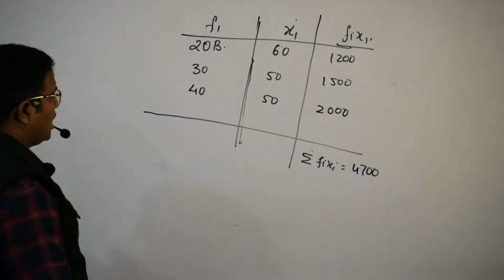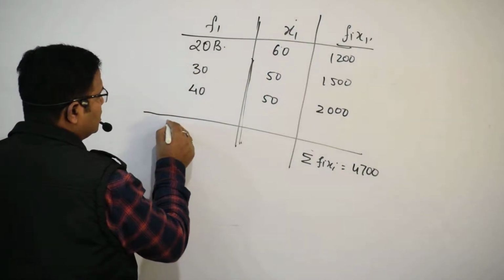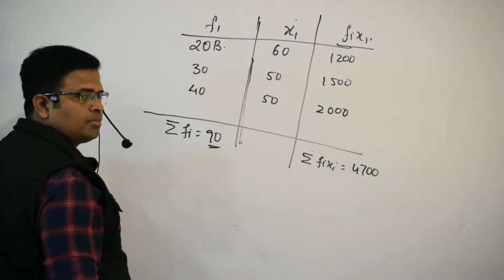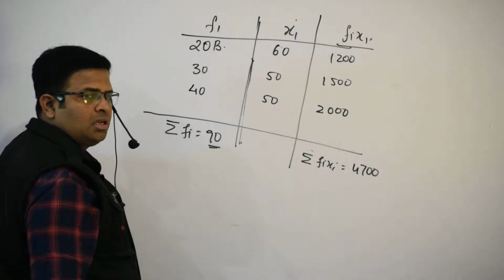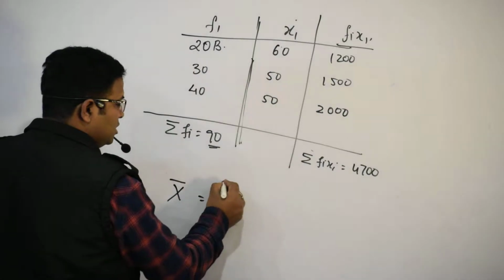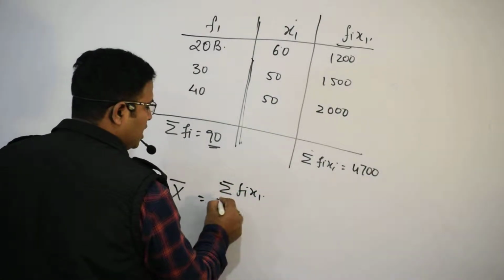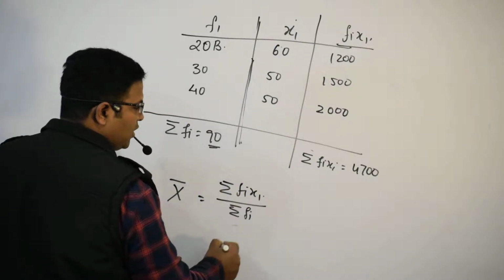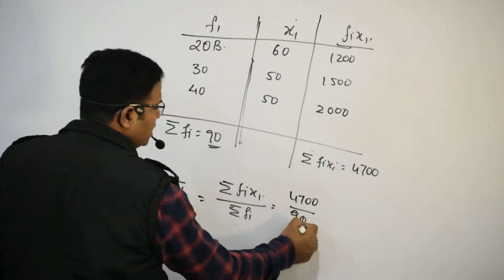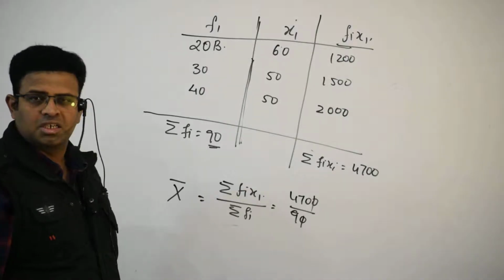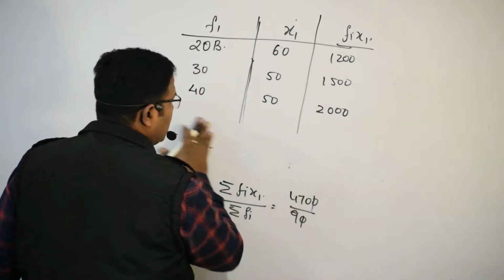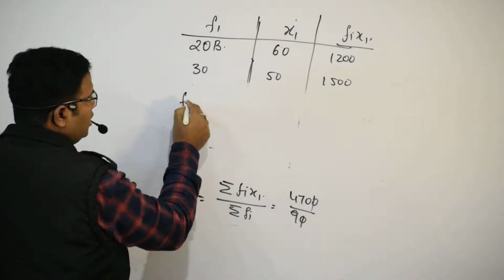Yes, and if I add it, it will become what? Sigma fi equals to what? Ye total number of items aur ye kya ho gaya, its total value. तो एवरेज कैसे निकलेगा, अरिथमेटिक मीन सिग्मा एफ आई एक्स आई अपॉन सिग्मा एफ आई. And sigma fi xi is what? 4700 अपॉन 90. एंड देन कैंसिल करके आप पॉइंट में आएगा. Is it clear? Is it OK? लेकिन है ये है क्या, ध्यान से देखेंगे. Can I say this formula as f1 x1?